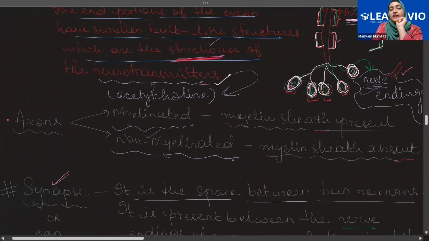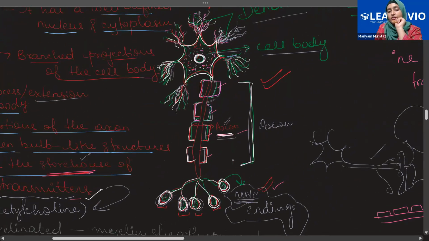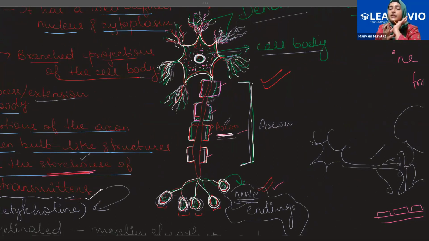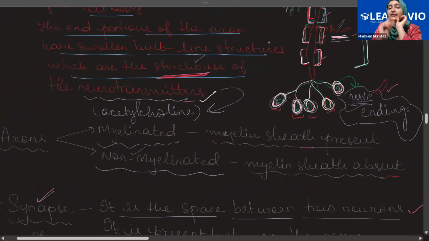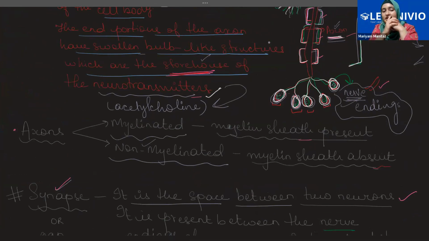Now, do you see that I have drawn boxes on top of the axon? These boxes are drawn to show the insulation or a layer that is present on the axon. That layer is called the myelin sheath. Okay, the layer which surrounds the axon is called the myelin sheath. Those axons that have the myelin sheath present are known as myelinated axons. And those axons that do not have the myelin sheath present on them, we call non-myelinated axons. So, myelinated and non-myelinated are the two types of axons.